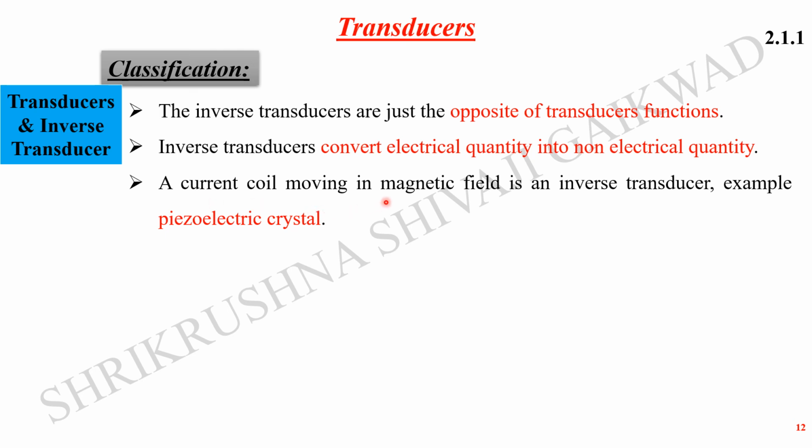A current coil moving in a magnetic field is an inverse transducer. Another example is the piezoelectric crystal. In a piezoelectric crystal, when we apply force on it, it converts that into an electrical signal, or vice versa. If you apply a potential across it, it converts that electrical signal into vibrations of the crystal.